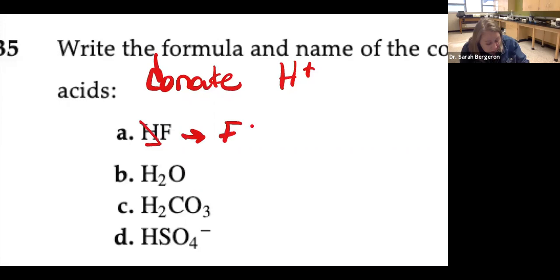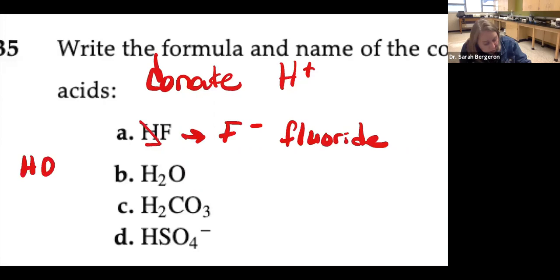Well, that hydrogen comes with a positive charge, so be very careful that you name the ion correctly. So this is F minus, so this is fluoride, right? You can write fluoride or you can write fluoride ion. Either way, your homework accepts both. I double checked.